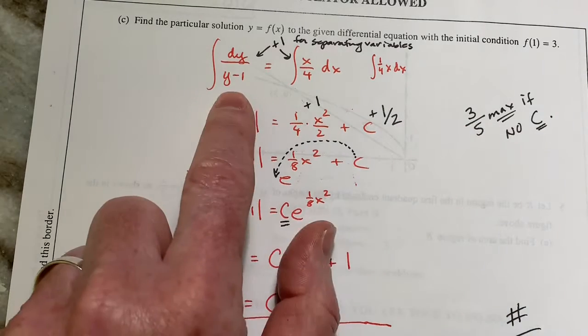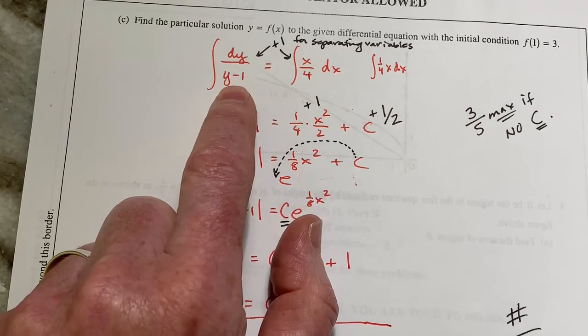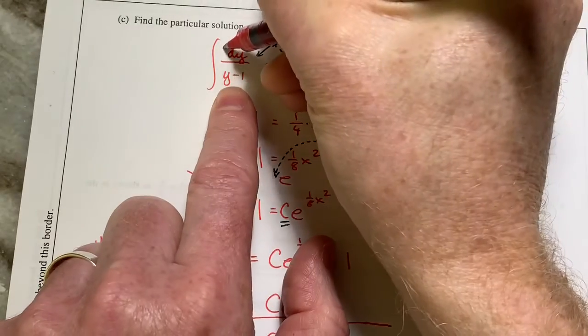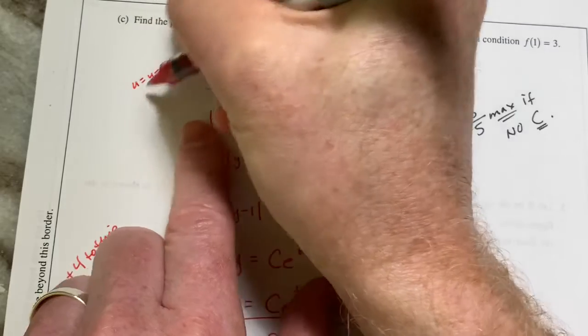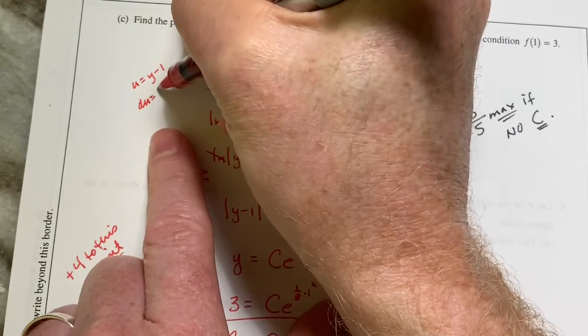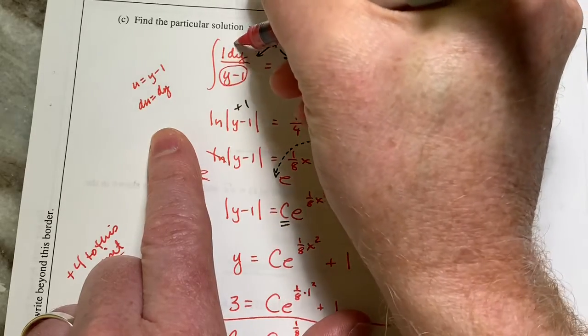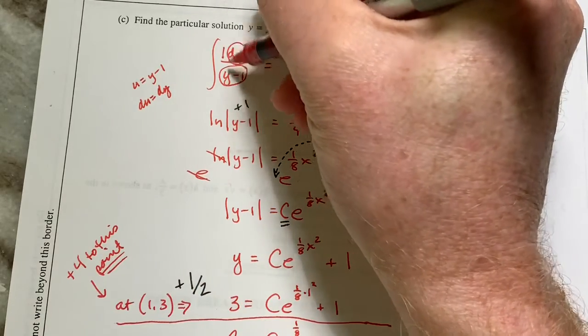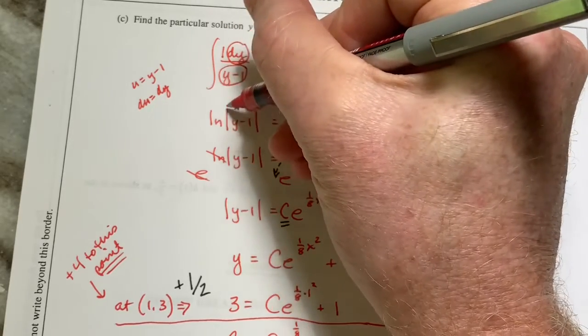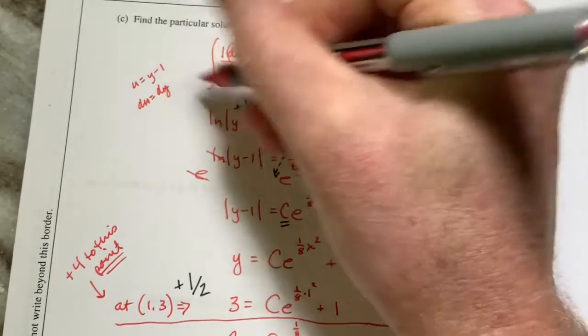And then you got to integrate this. Guys, that's not a rule. 1 over y minus 1 is not a rule. So technically, I have to say u is y minus 1, du is 1 dy, and then I got to change that to u, that to du, and now I have 1 over u, which is the natural log of the absolute value of u. Plug it back in.